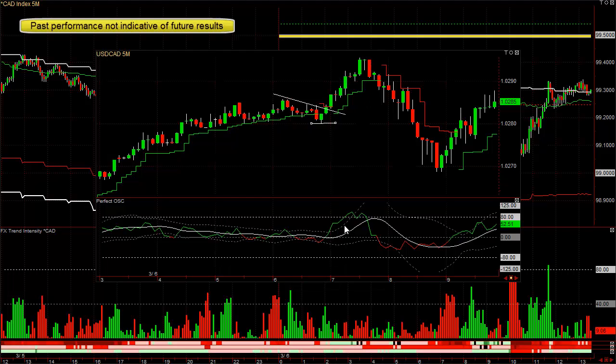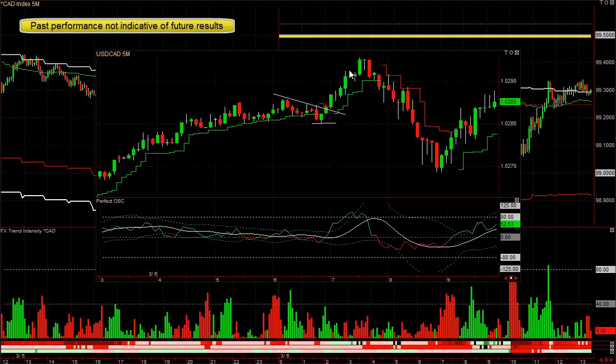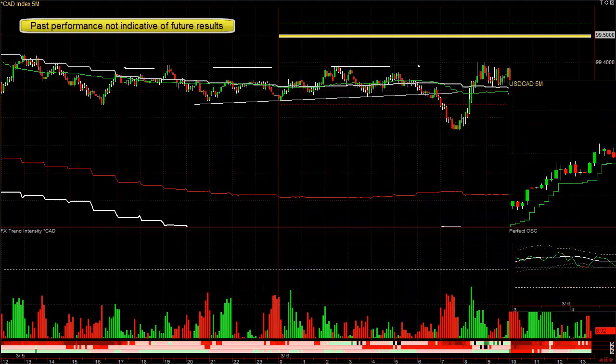And notice again, the perfect oscillator is showing an extreme up move right here. And so for short-term traders, just move your stop up a few pips underneath the bar's low. I typically will walk it up. This is kind of a reversal sign when there's a wick and there's barely a higher close. And you can see you can get out here, or you can let the trailing stop get hit.